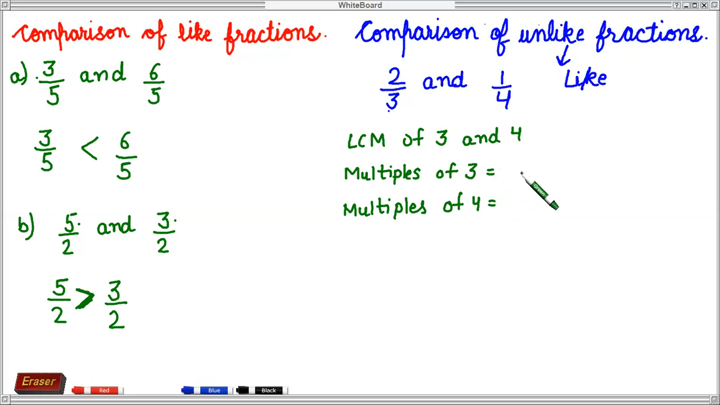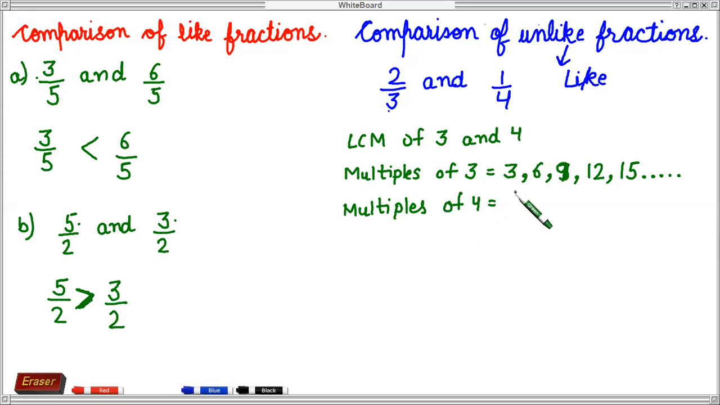3 multiplied by any number will become a multiple. So 3 times 1 is 3. 3 times 2 is 6. 3 times 3 is 9. 3 times 4 is 12. 3 times 5 is 15. We can write more, but we stop here only.